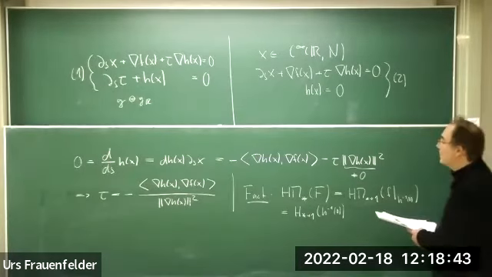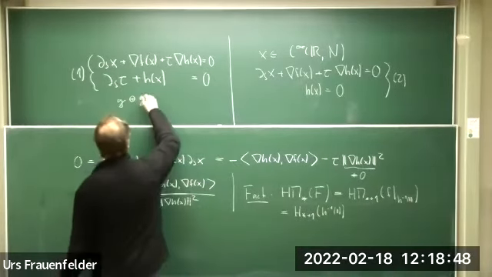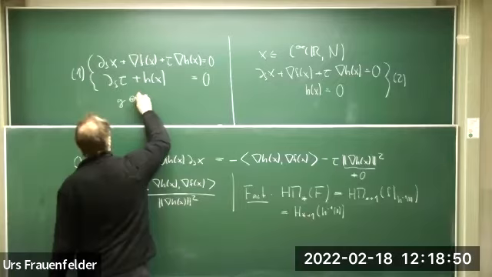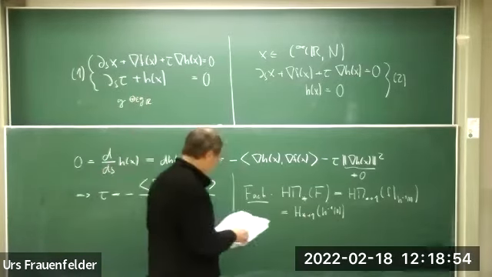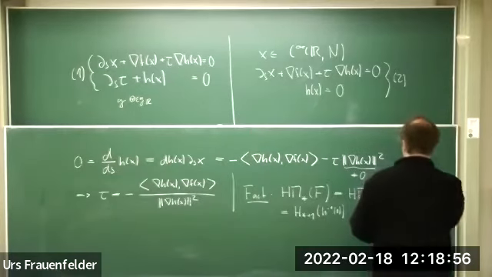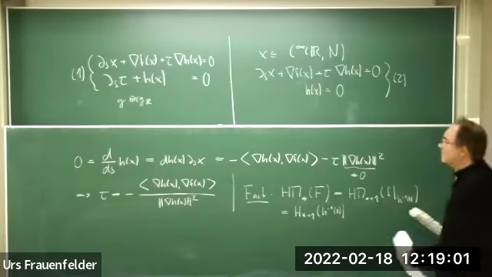So if we put here instead of G_R epsilon G_R, what we get is the following gradient flow line.